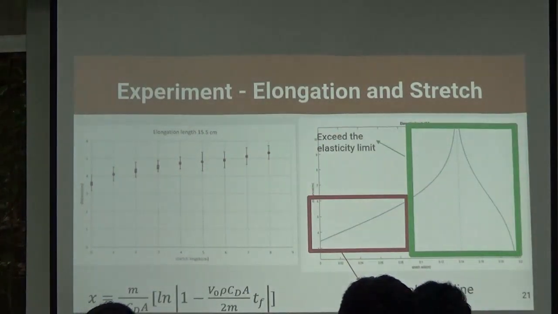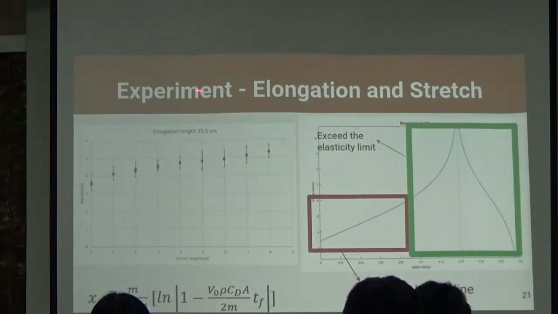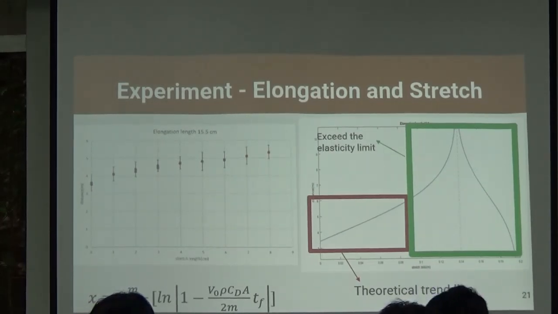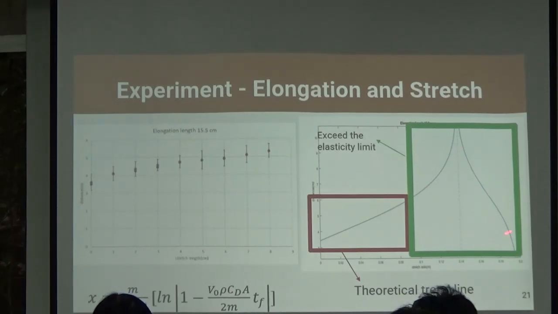First, we're talking about elongation and stretch. The elongation length refers to the original length that it stretches, and the stretch length refers to the evenly stretched length. As you can see, as the stretch length increases, the distance will increase. This is a theoretical model that we derived through the former calculation. This part is the theoretical trend line where it exceeds the elasticity limit, so it should not be considered in our experiment.